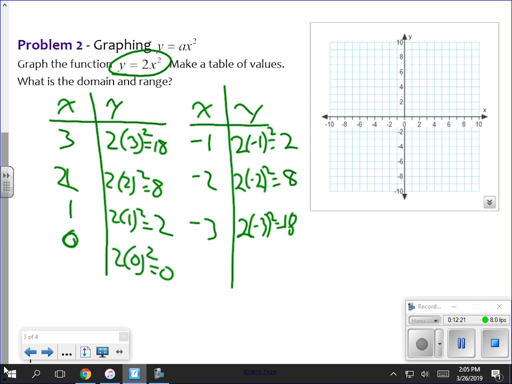Now plot the points. Now 3, 18 and negative 3, 18 aren't going to fit on here, but you can get the other ones on. So I got 2, 8, 1, 2, 0, 0, negative 1, 2, and negative 2, 8. These are my points. When you draw a graph of a parabola, remember, it's curved at the bottom. It's not a point. It's a curve at the bottom.